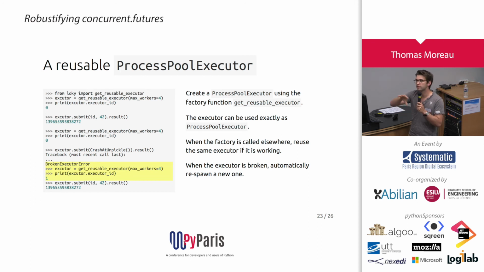So it really hides the overhead of spawning the workers. And when the executor crashes after some faulty function submission, if you try to call get_reusable_executor once again, you will get an executor that is automatically respawned, and it hides all the management of the executor.